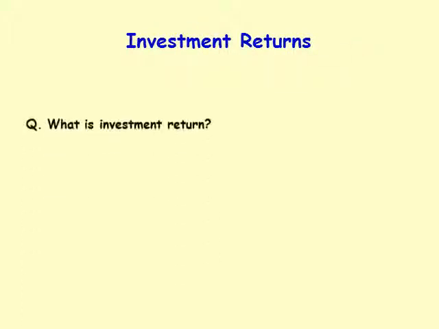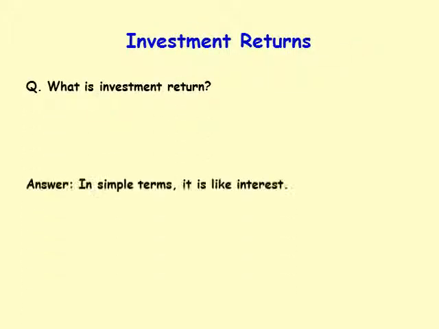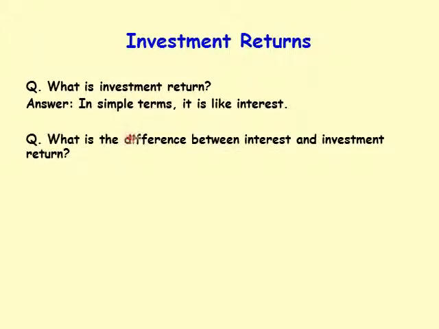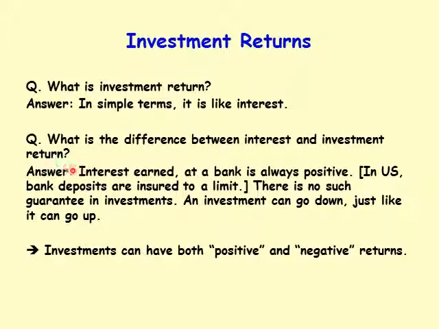Investment returns. What's an investment return? In simple terms, it's like interest. So if it's like interest, why is it different? What's the difference between interest and investment return? Answer: interest earned at a bank is always positive. In the US, bank deposits are insured up to a limit. There might be some exceptions in different countries, but here in the US, it's always positive, at least so far. There's no such guarantee in investments. An investment can go down just like it can go up.